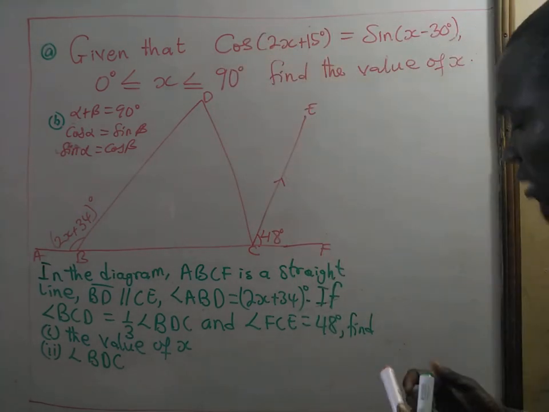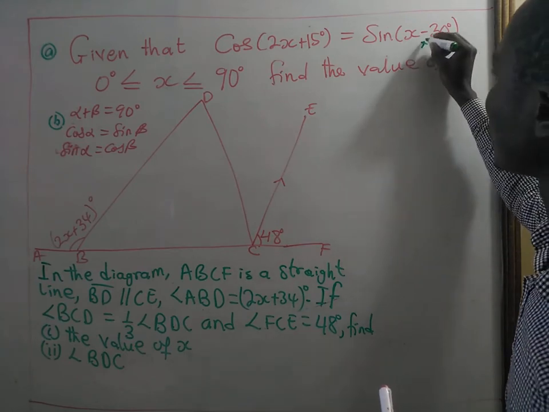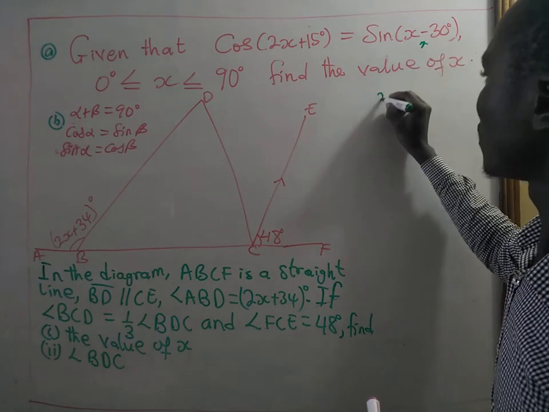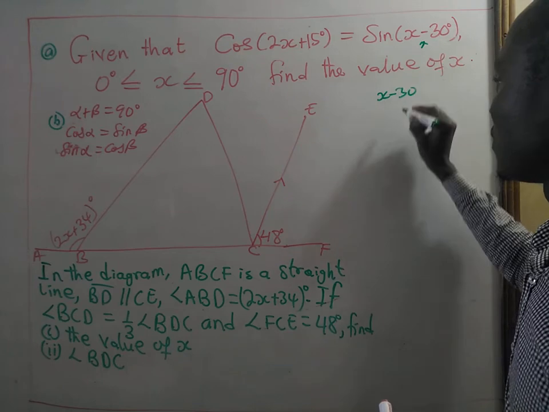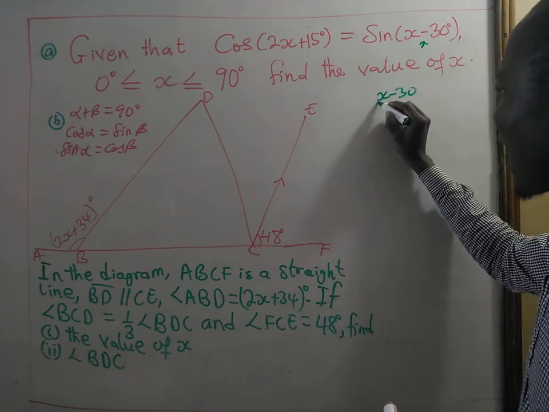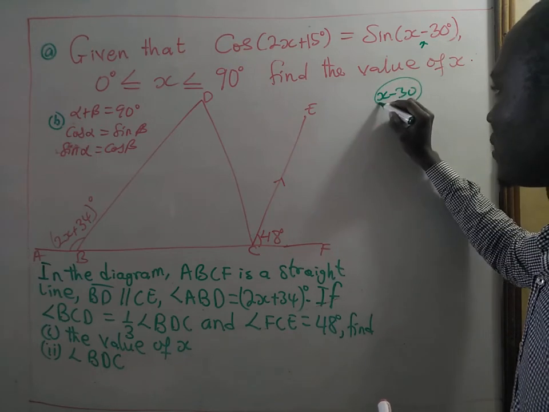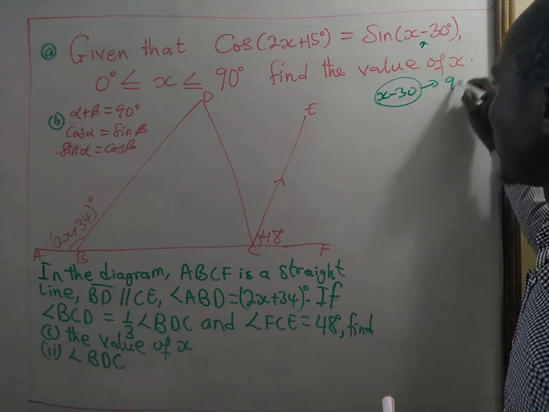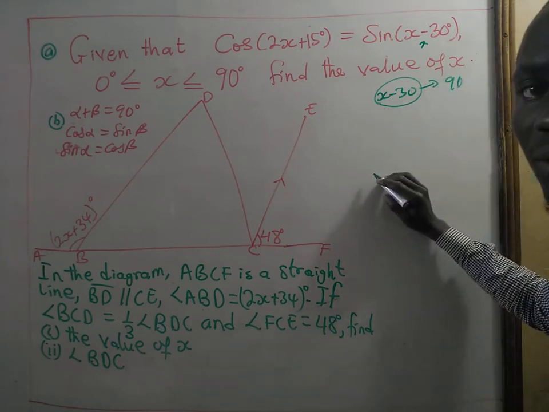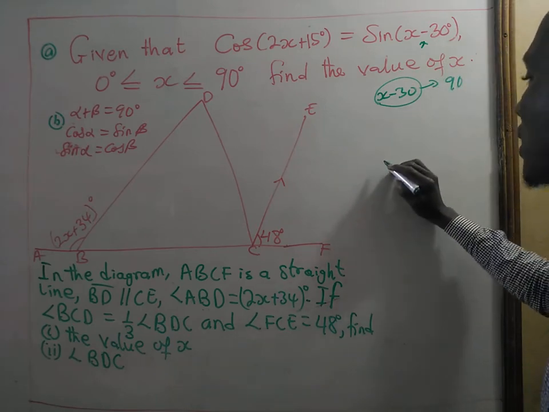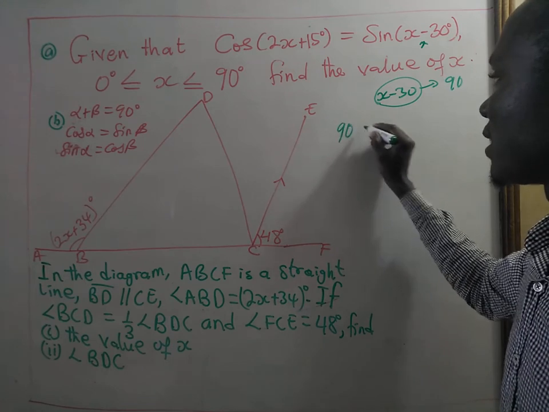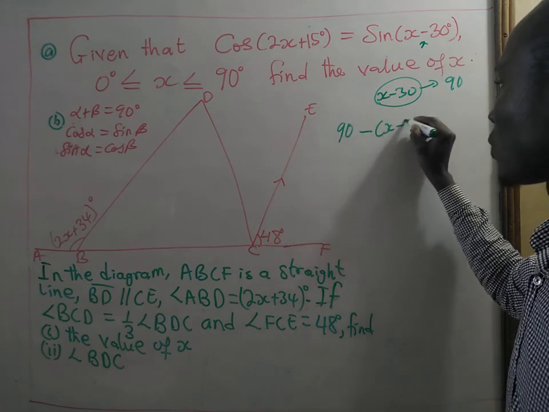Now, here I have this angle, x minus 30. So what will I add to x minus 30 to give me 90 degrees? So what I'm going to do is that I'll take the 90 degrees and subtract x minus 30 from it.